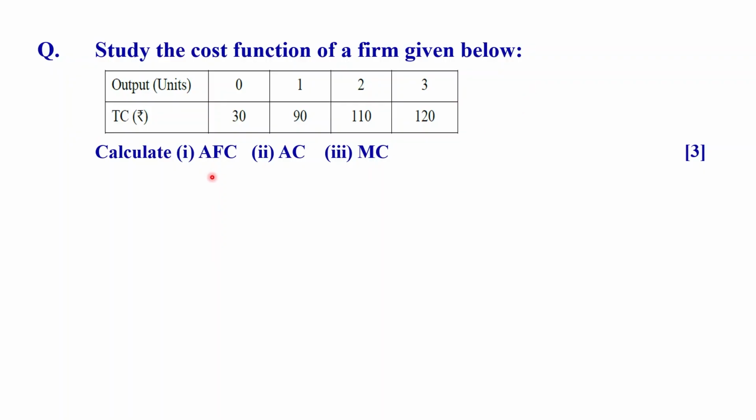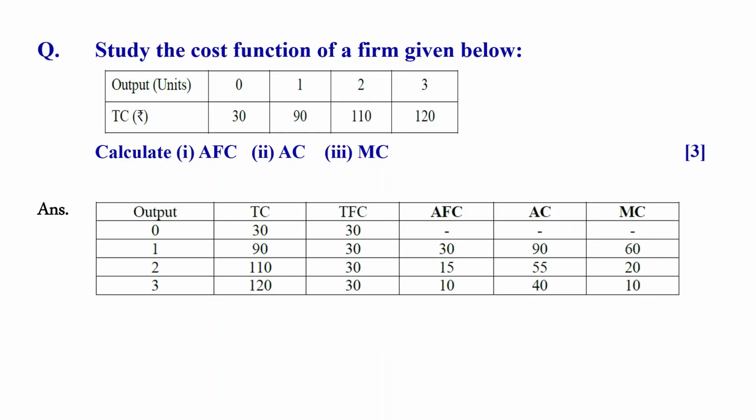Let's first read the question carefully. You have to calculate AFC, AC, and MC. Notice all 3 values are compulsory. Missing even one means marks are deducted even if the rest is correct. So first step is we need to identify in this type of question the fixed cost.